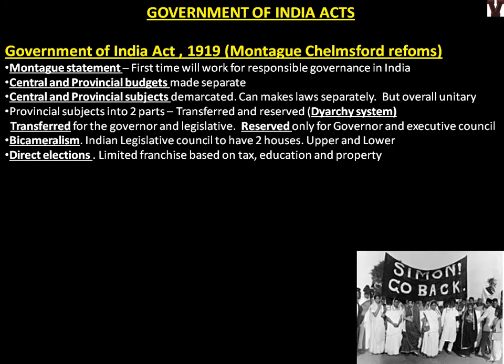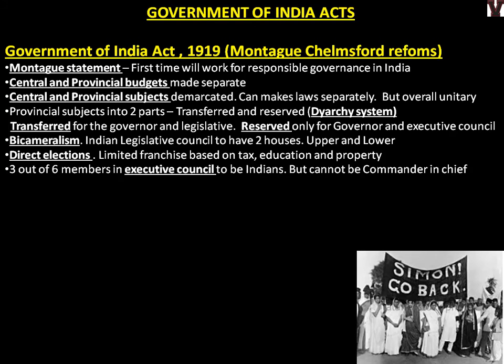Direct elections came up. So if you see, elections first was mentioned in I think 1892. It was not mentioned, but indirect elections happened. By 1909, elections again increased. Now direct elections with limited franchisee based on tax, education, property. So there is no full franchisee, but limited people with all these perks can come into direct election.